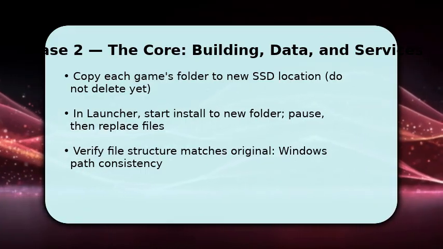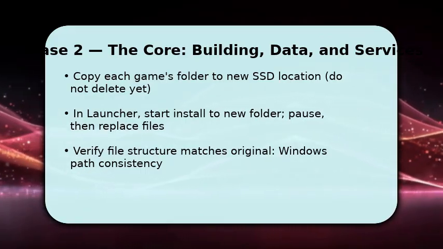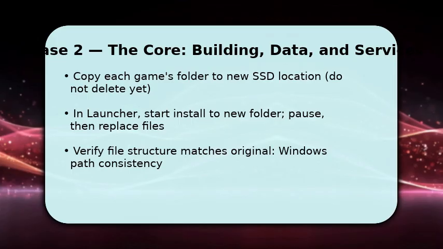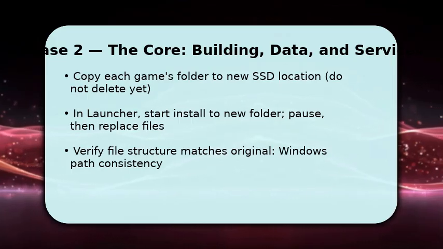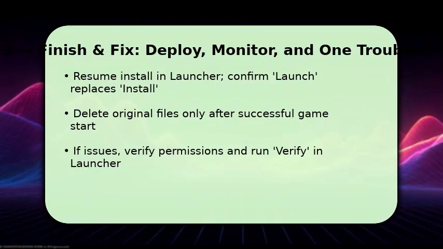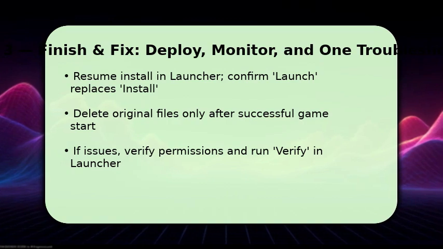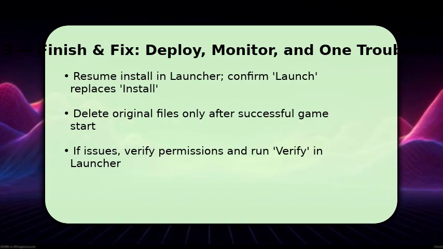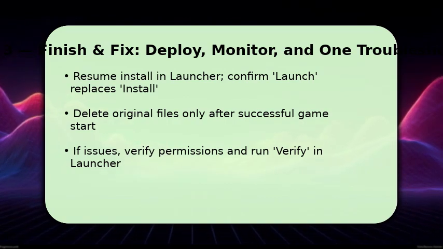Replace the newly created install folder with your copied files, keeping the exact file structure. Make sure paths match. Windows expects consistent folders, so the launcher recognizes files. You finish by resuming the install in Epic Games Launcher. If done correctly, the button switches to launch instead of downloading.